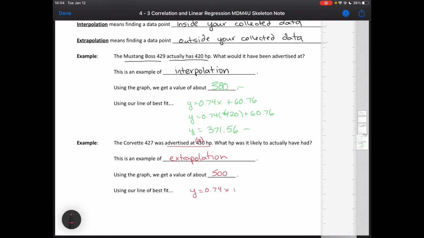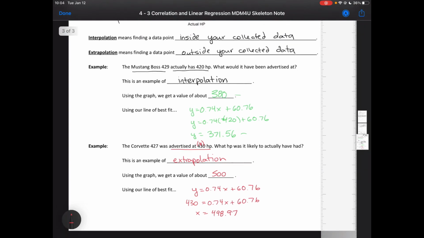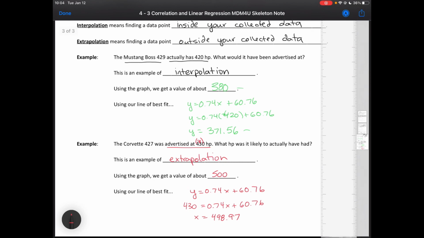Then I can also use my line of best fit. This time, because I'm working from my dependent variable backwards, I'm going to substitute 430 in for y: 430 equals 0.74x plus 60.76. Rearranging that to solve the equation gives me about 498.97, so pretty close to 500, which was pretty close to the graph. Those are two examples of how we can use our line of best fit.